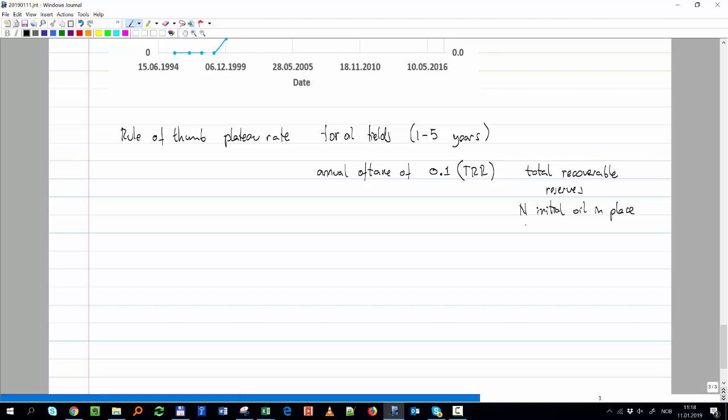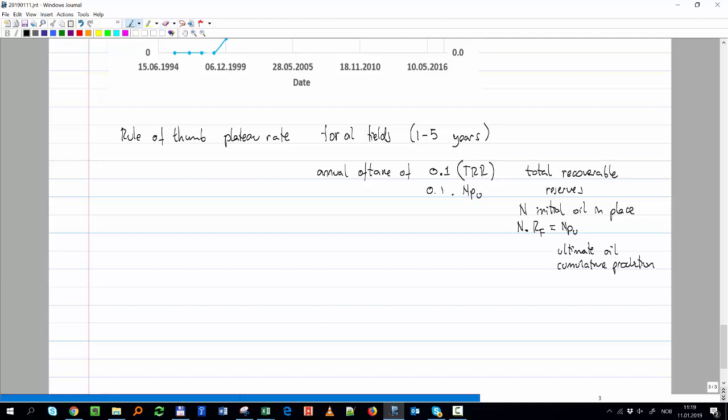So it will be simply N times the recovery factor, right? That's how much I can recover. 30%, I recover 30% of what was initially in place. And that I call NPU. P for produced and U for ultimate: how much I have produced completely when I'm going to abandonment of the field. It is the ultimate oil cumulative production. And we're going to use it a bit later. But basically, that's 0.1 times NPU. Let's make it a subscript, right? So just don't get confused.